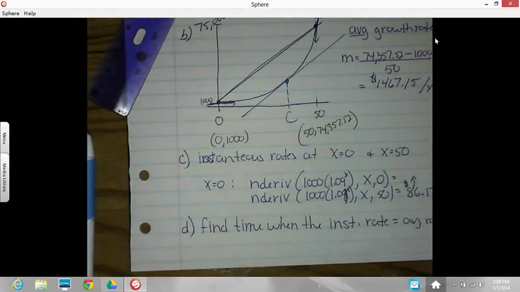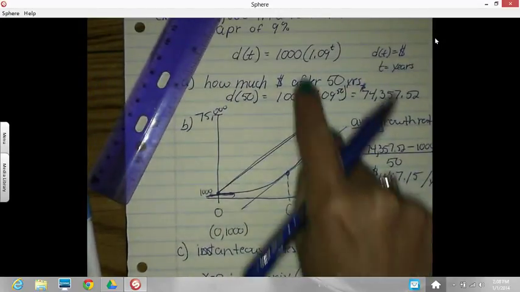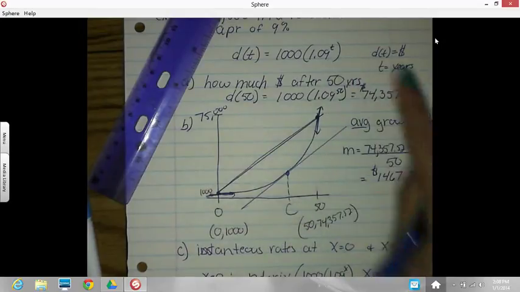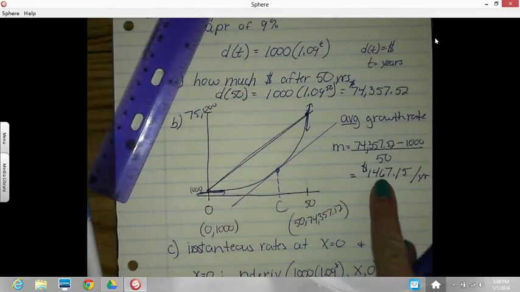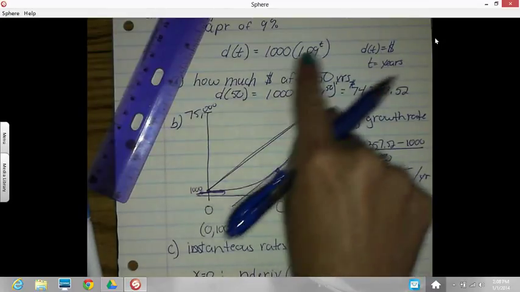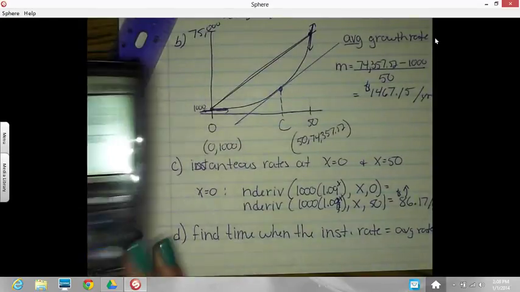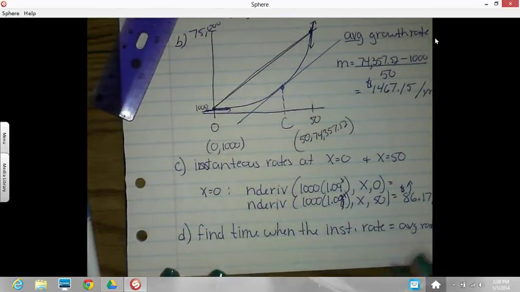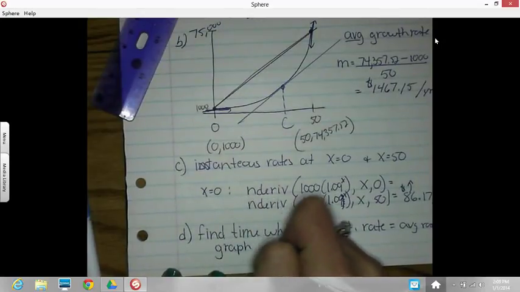So again, if we were able to do it algebraically, we would take the derivative of this and set it equal to that average rate that we found. But we can't do this algebraically, so we have to use the calculator. And what we're going to do is graph the derivative function and trace.